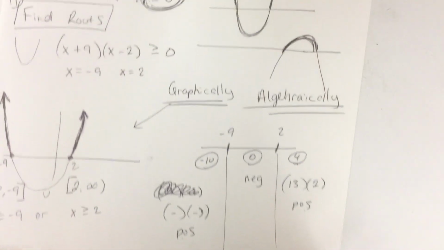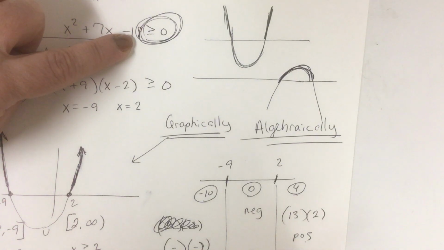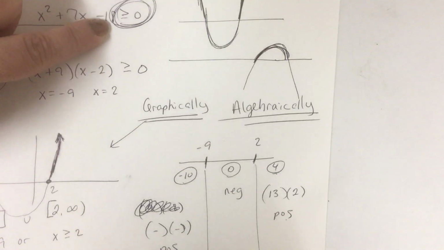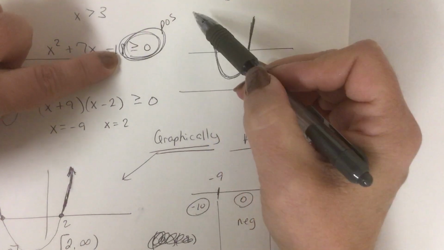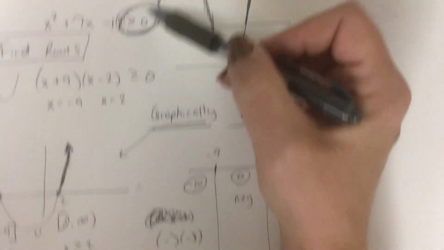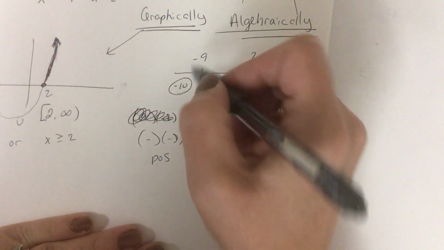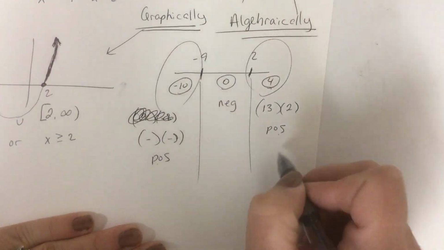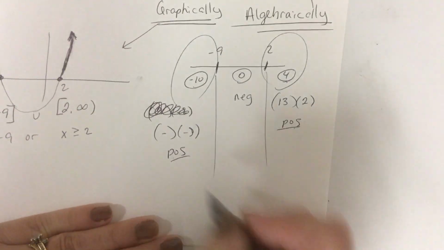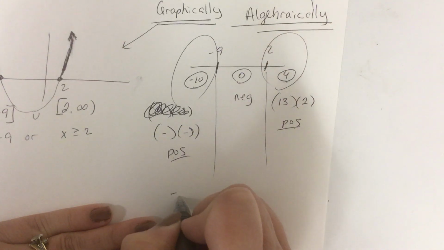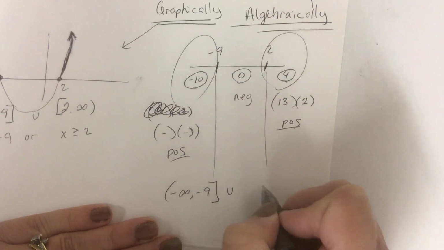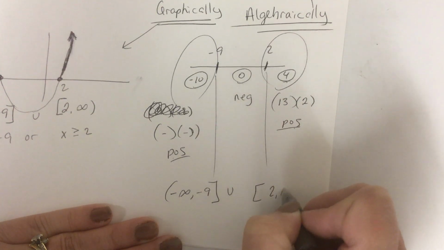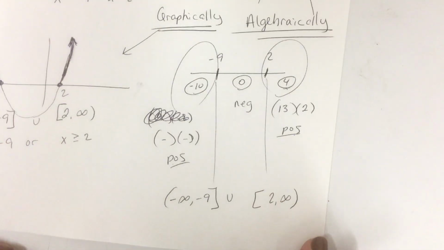I'm trying to solve where this is greater than or equal to 0, so I want positive numbers. Positive is the word for the symbol greater than or equal to 0, okay? So that means this section and this section is where it's positive. That answers my question. So to answer it then, you do negative infinity to negative 9, bracket, union, bracket, 2 to infinity. Okay, so let's do another one.